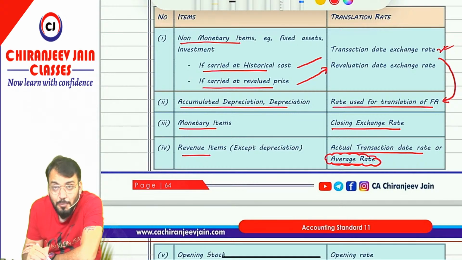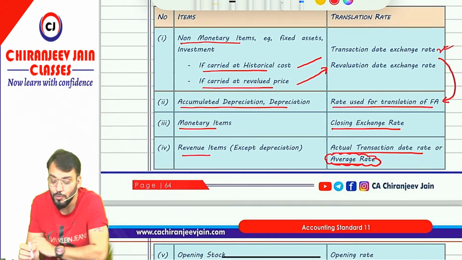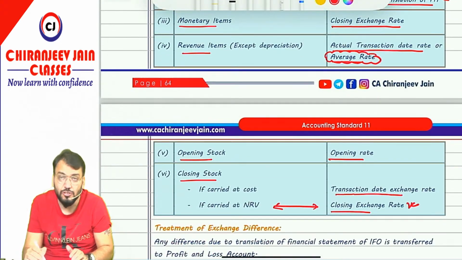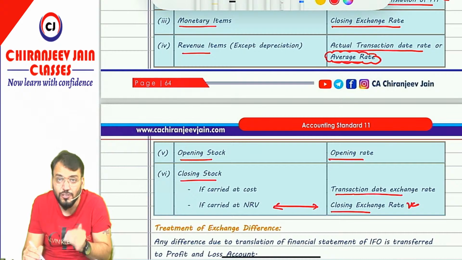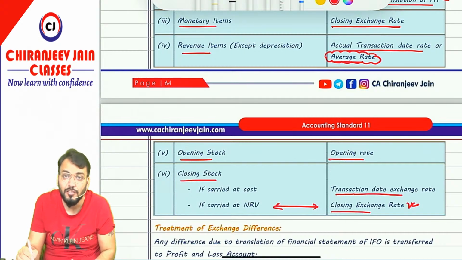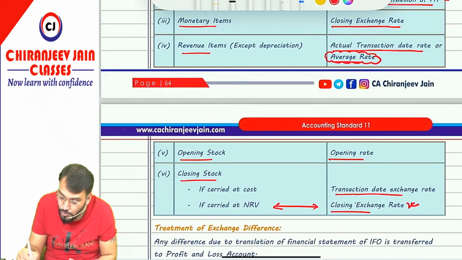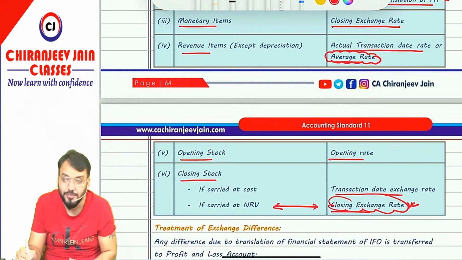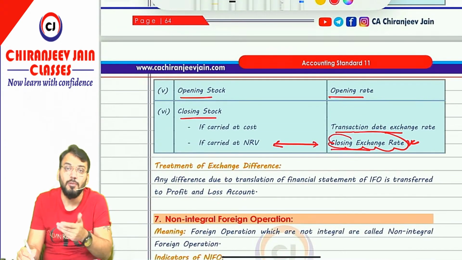For any item of income and expense, we will use either the transaction exchange rate or average rate as per the information given in the question. However, in exam they will give you average rate only. For opening stock, we will use opening rate. For closing stock, if carried at cost then at transaction exchange rate, but if carried at NRV, then at closing exchange rate. From exam point of view, the question is silent. For closing stock, we will use what? Closing exchange rate. Any difference due to this translation will be transferred to exchange difference, which is ultimately transferred to profit and loss account.